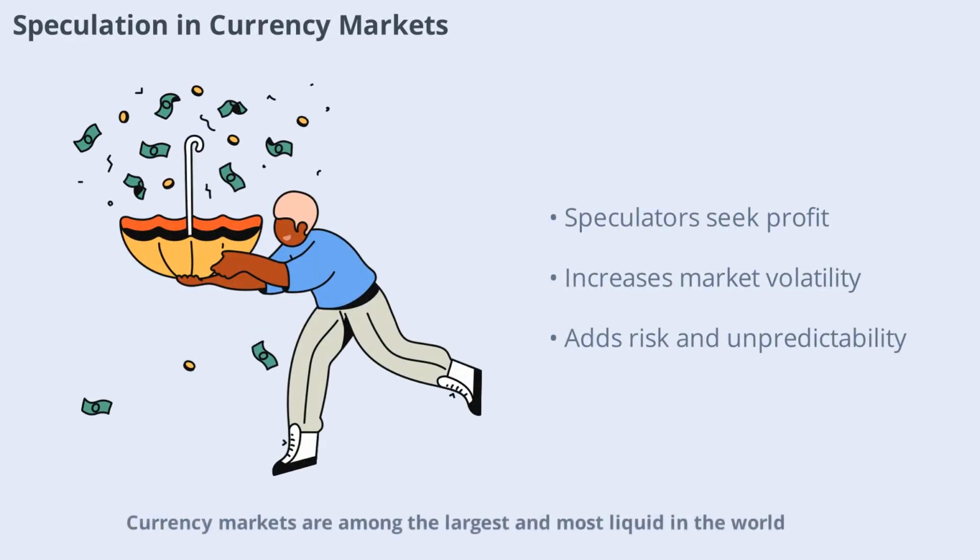Currency markets are among the largest and most liquid in the world. Traders and investors often speculate on exchange rate movements, hoping to profit from changes in value. This speculation can increase volatility and lead to rapid shifts in rates. While speculation can create opportunities, it also adds risk and unpredictability to the market.